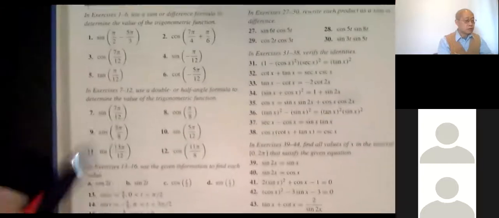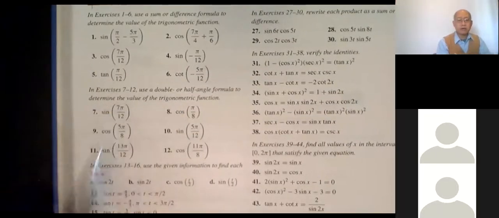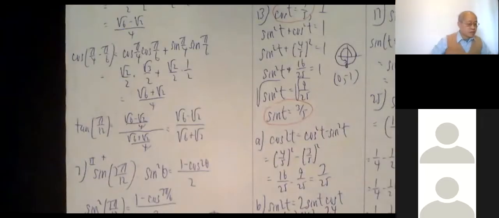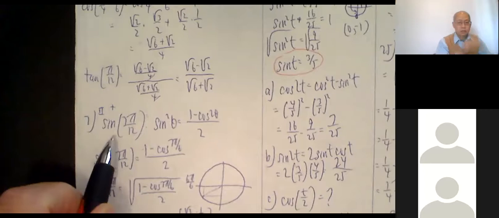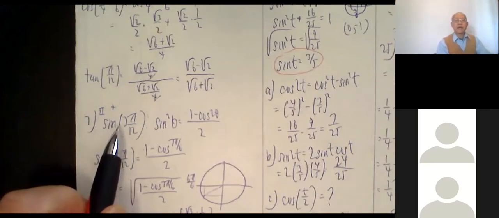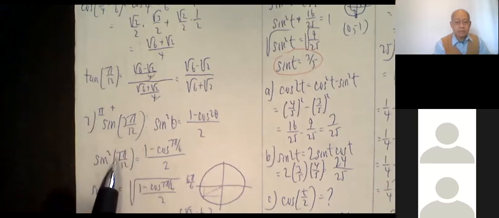All right, then use a double or half angle formula to determine the value of the trig function. Sine of 7 pi over 12. That doesn't seem like anything we recognize. But if I double that angle, multiply that by 2, that becomes 7 pi over 6. I do recognize that.